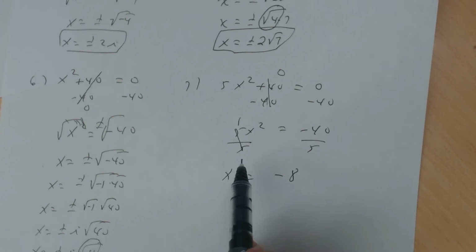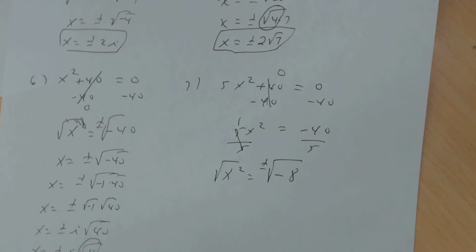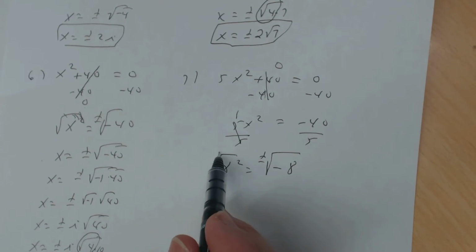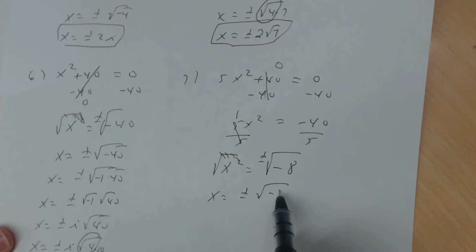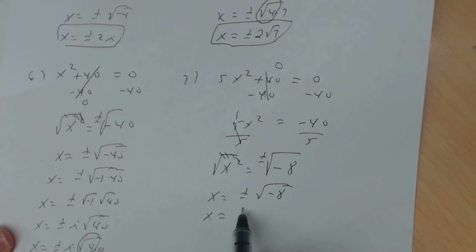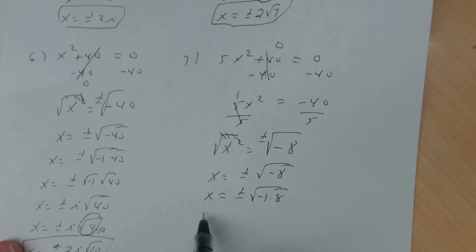Alright? And so I'm trying to get x by itself. Right now I'm squaring it. So the opposite of squaring x is to take the square root of both sides. Don't forget that plus or minus. So the square and the square root undo each other. So I get x equal plus or minus the square root of a negative 8. So I get x equal plus or minus the square root of a negative 1 times 8. Write in the steps if you need to. Now the square root of a negative 1 is i, so you get i square root of 8.